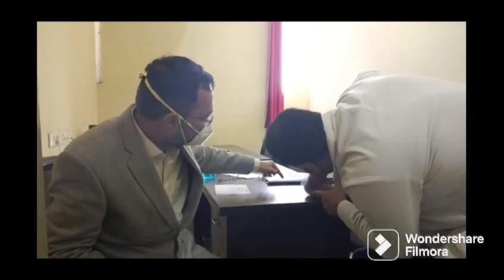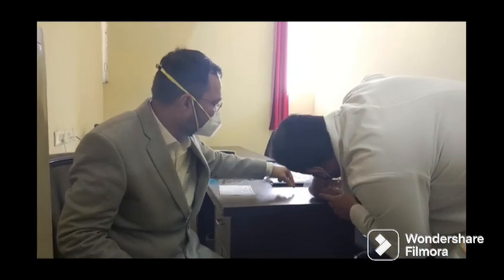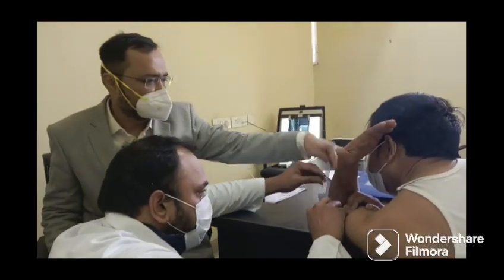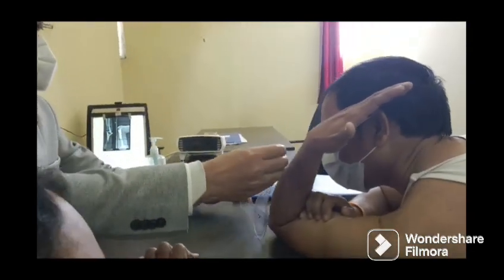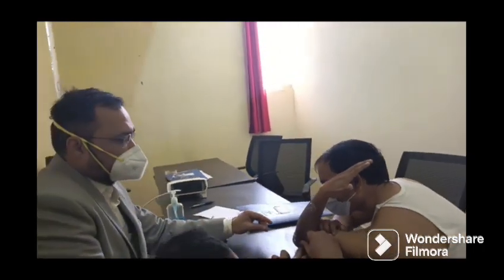No, this angle you have to measure. You keep one bar here and one bar here, this angle you have to measure. This angle, this and this angle. You have to measure. No, not that angle. This angle. Okay. How much is this? It is 135.